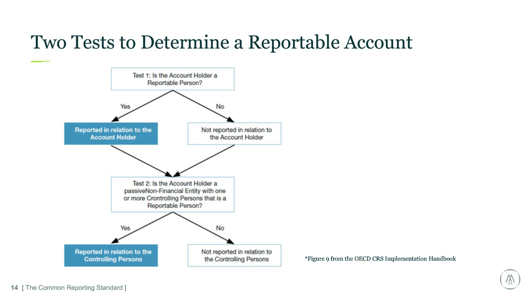If you go the no path, well, then you're not reporting any individual account holder, but you may have a nil reporting requirement. To further complicate this already complicated analysis, each jurisdiction has differing rules as to whether or not they require nil reporting.